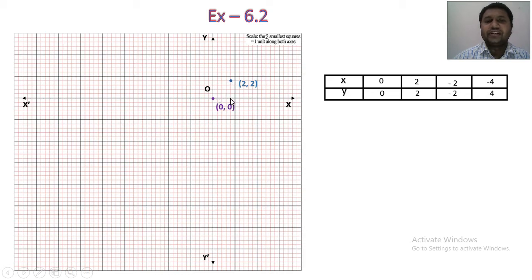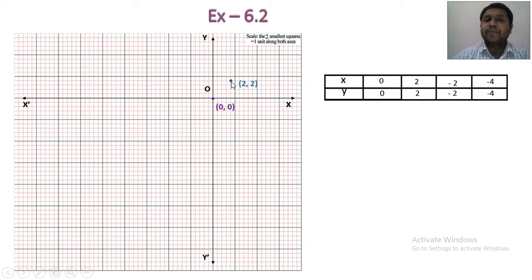So x is 2 here, that means 4 small squares, and y is 4 small squares, this way. You have to count them. Why didn't I just take 5 like the previous one? Because here more values will come, so I cannot keep all my coordinates in the graph paper. We have some limitation of the graph paper, that's why you cannot take it that way.